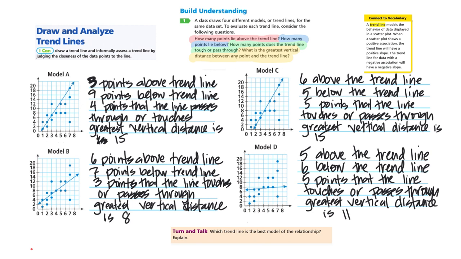And then the last one, the greatest vertical distance, this point is the farthest away from the trend line. So we have 2, 4, 6, 8, 10, 11. So the greatest vertical distance is 11.